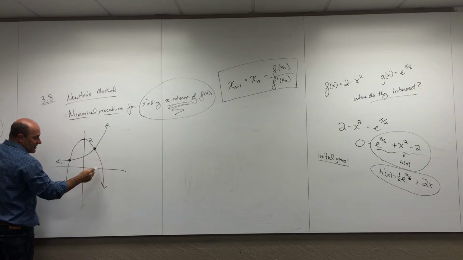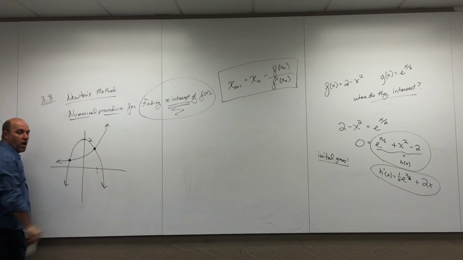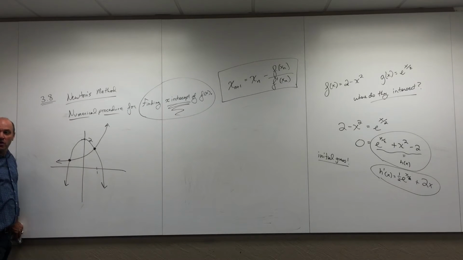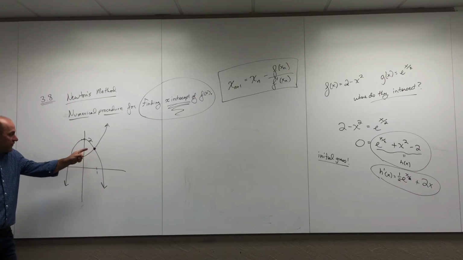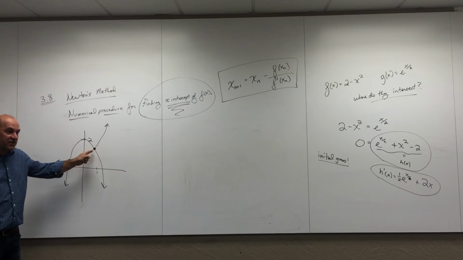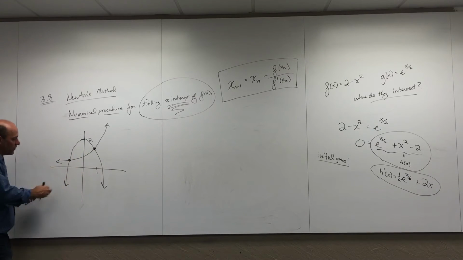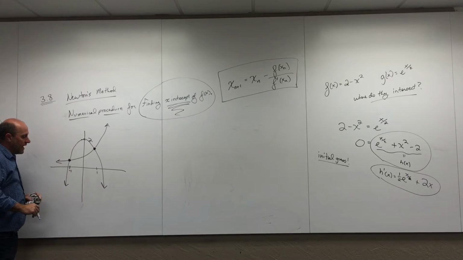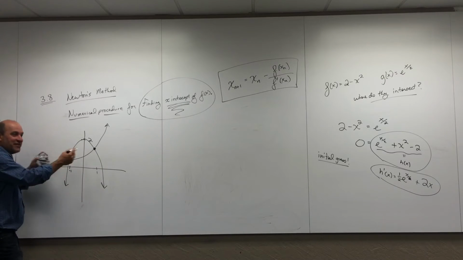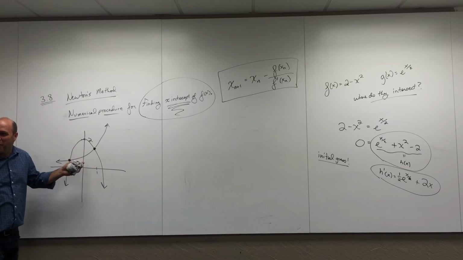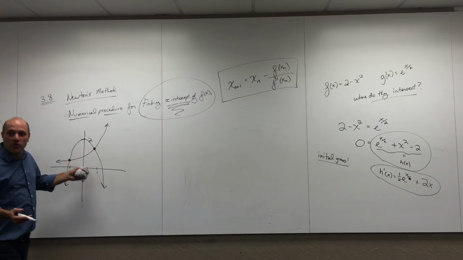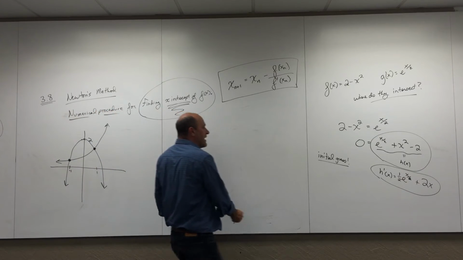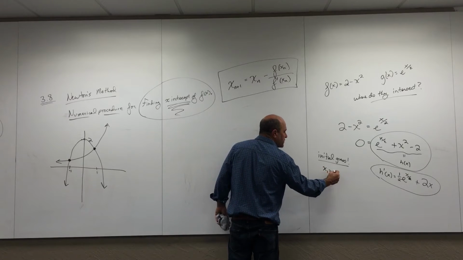According to the book's picture, it looked like it was close to 1. So my initial guess, well, it depends which one I'm looking for. If I'm looking for this point of intersection, then my initial guess would be 1. I think this other one would be -1. You can't really look for both at the same time. You're looking for one at a time, and you're going to do a numerical procedure. So let's try it. My initial guess is x1 equals 1.